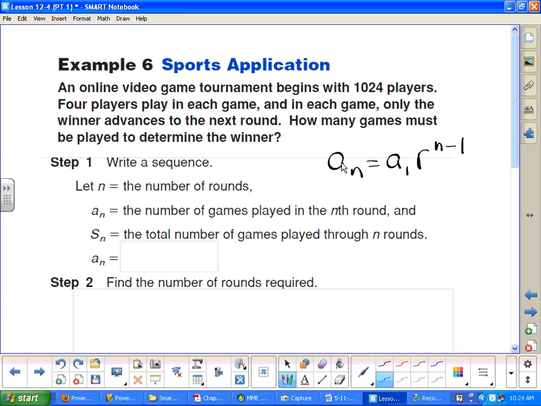Okay, 1,024. So we started with 1,024 participants. And what is our common ratio then? 1/4 is our common ratio. Okay. Remember, it says 4 people play, only 1 moves on. Okay. So 1/4. Okay. All right. So we need to find the number of rounds required to get to the winner. Okay.